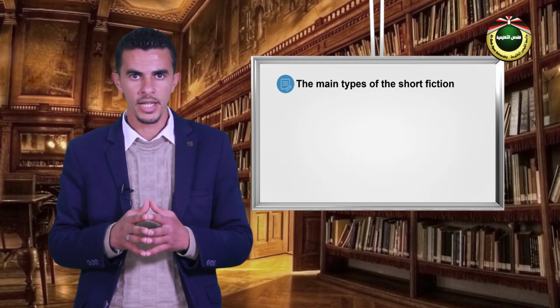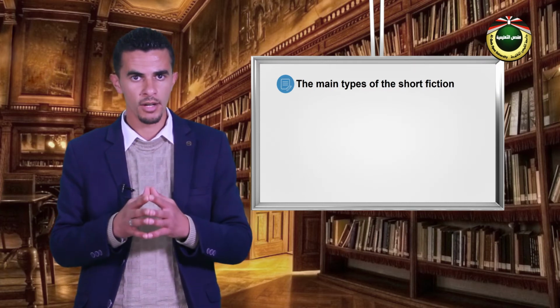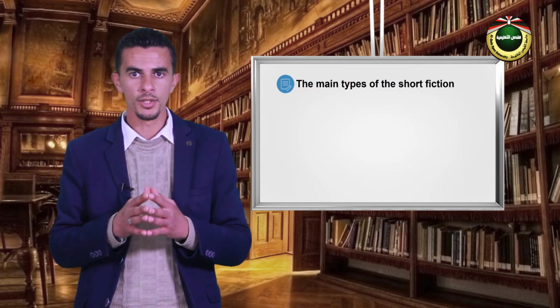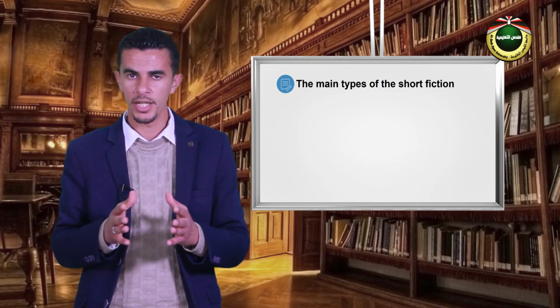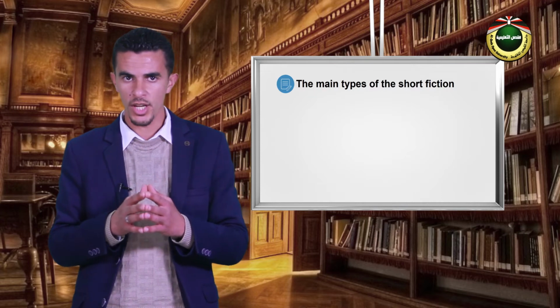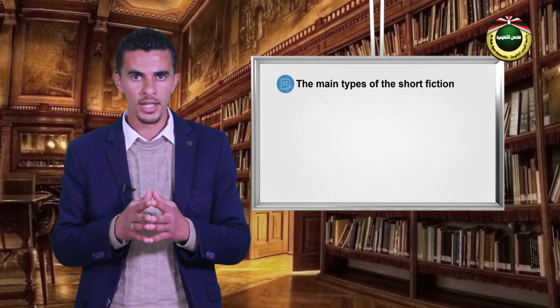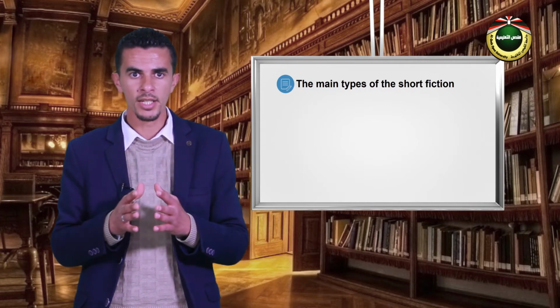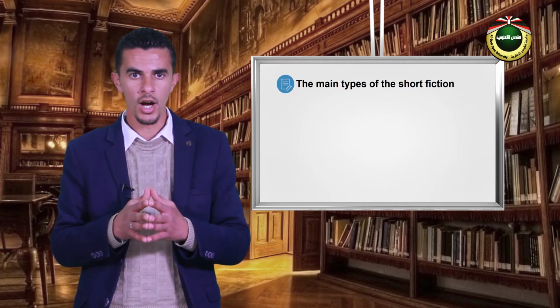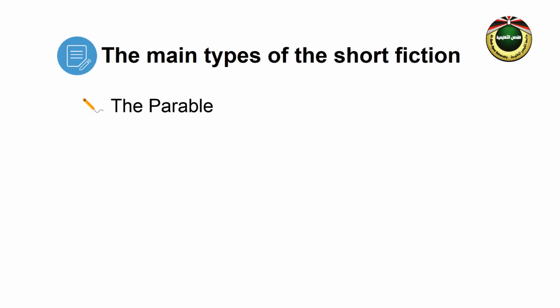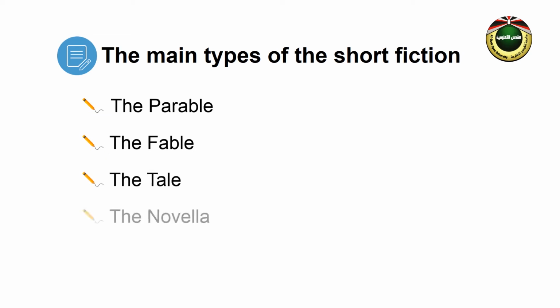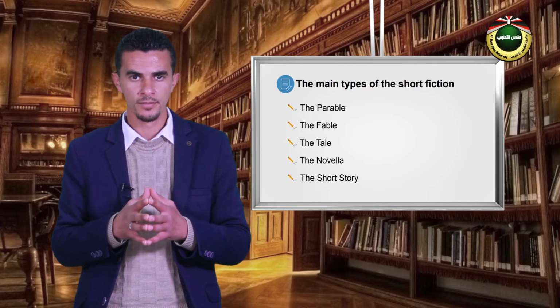Short fiction can be basically divided into 5 types. We are going to talk briefly about each type separately. The focus of our discussion will be on the short story because it is our main topic and is the most popular type in our current time. The main types of the short fiction are the parable, the fable, the tale, the novella, and the most important, the short story.